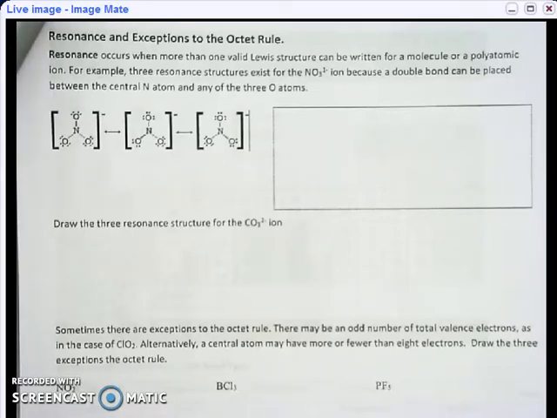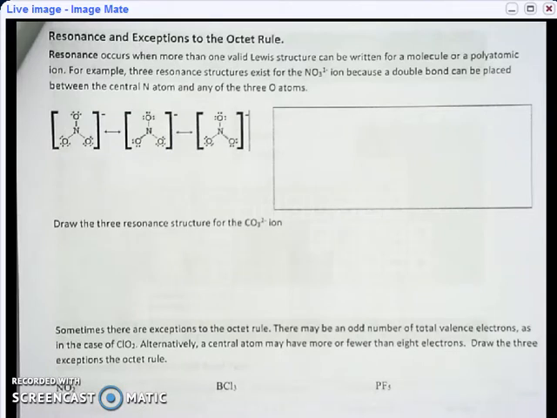Resonance. Okay. Resonance and resonance structures and exceptions to the octet rule. So we're gonna address resonance first.